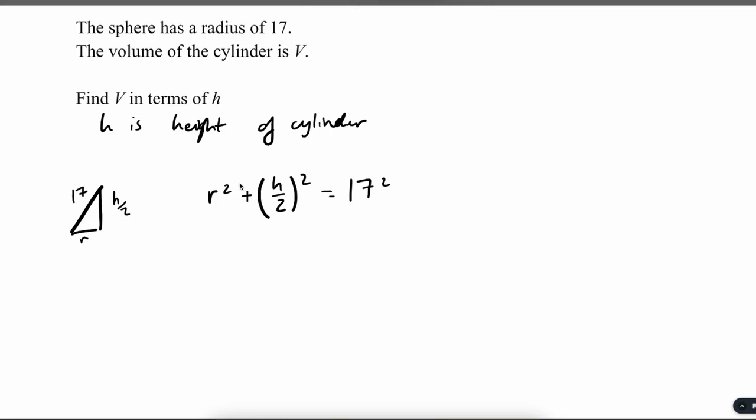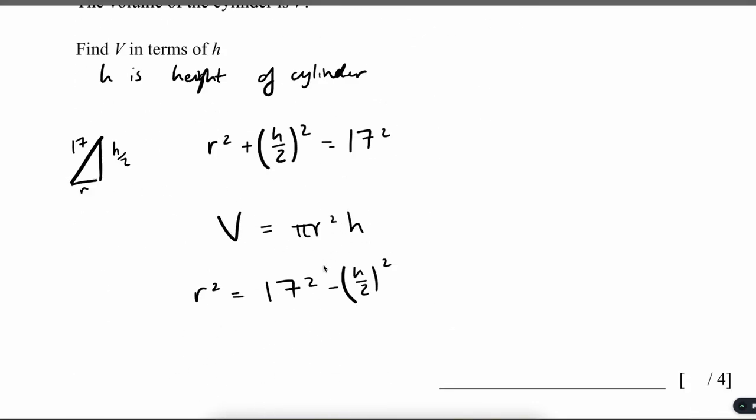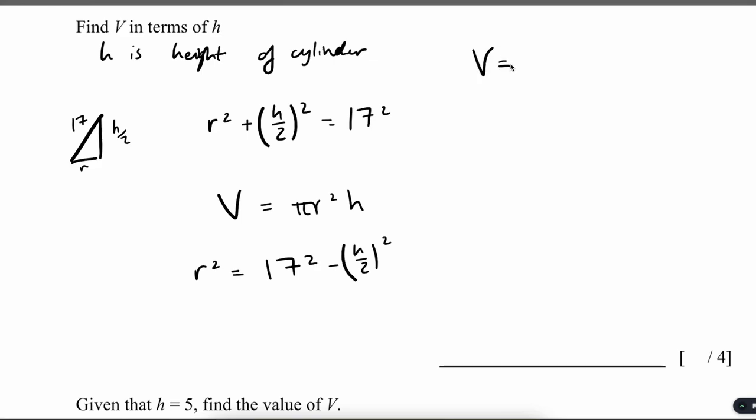Now we've got to find the volume. The volume V is the volume of the cylinder, which is pi r squared h. Now we know that r squared is going to be 17 squared minus (h over 2) squared. So we need to find V in terms of h, so we might as well plug that in. V equals pi h r squared, which is 17 squared minus (h over 2) all squared.